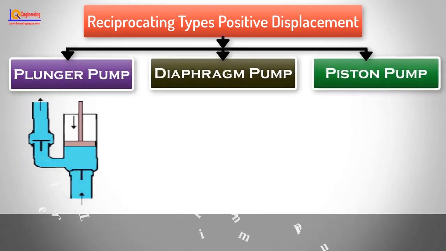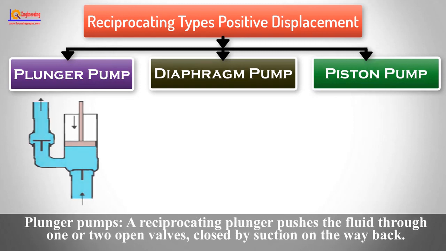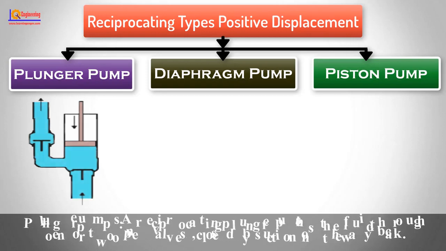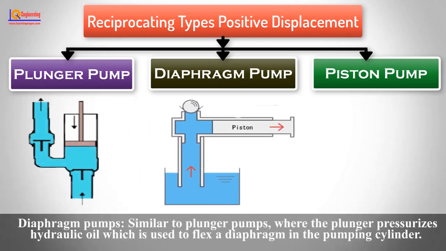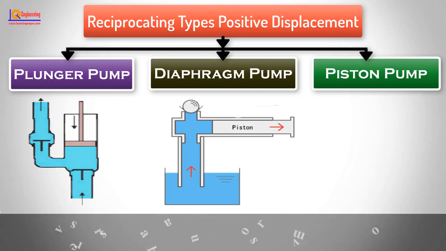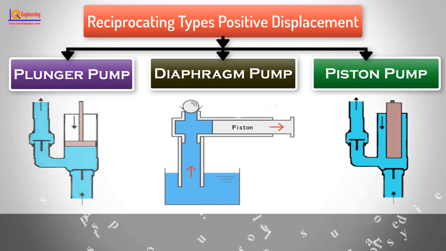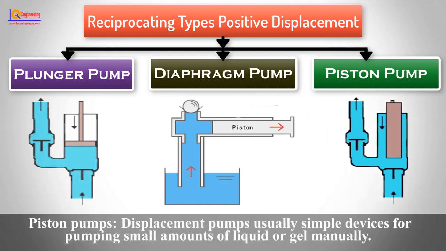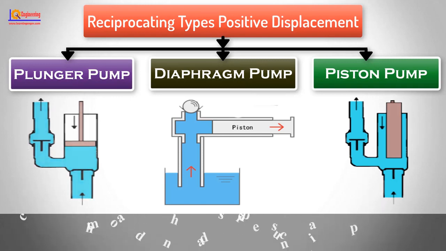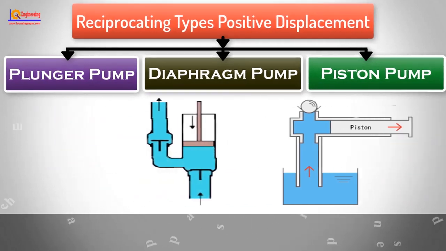Typical reciprocating pumps are plunger pumps. A reciprocating plunger pushes the fluid through one or two open valves, closed by suction on the way back. Diaphragm pumps. Similar to plunger pumps, where the plunger pressurizes hydraulic oil which is used to flex a diaphragm in a pumping cylinder. Diaphragm pumps are used to pump hazardous and toxic fluids. Piston pumps. Displacement pumps are usually simple devices for pumping small amounts of liquid or gel manually. The common hand soap dispenser is such a pump.